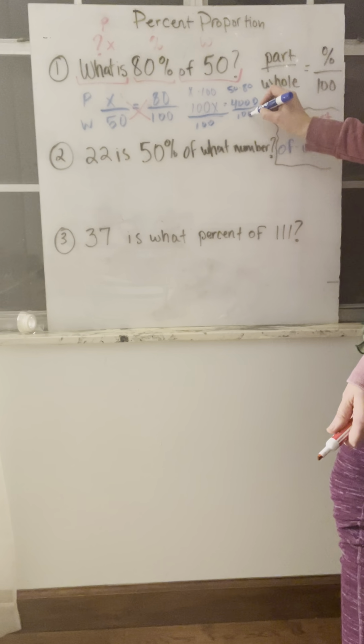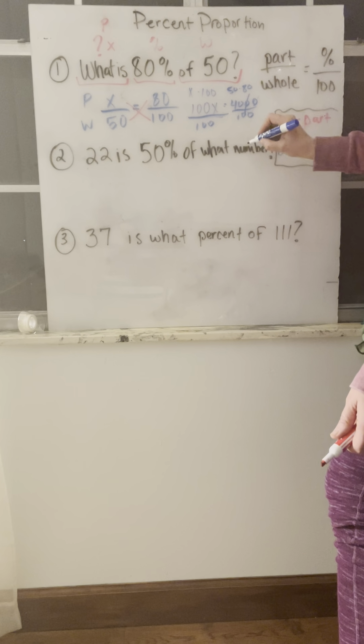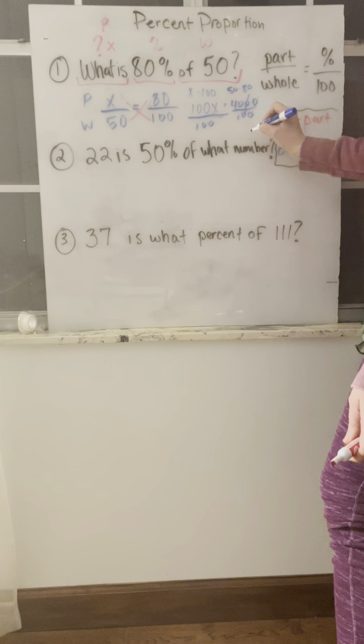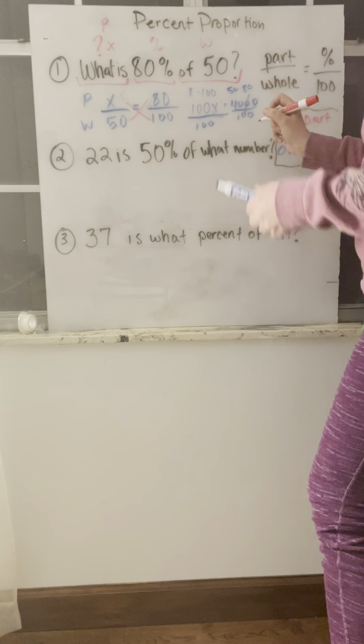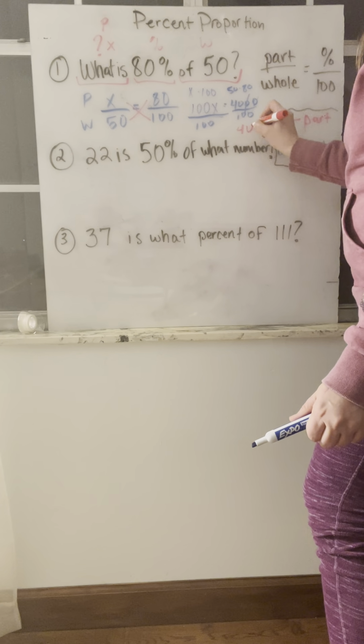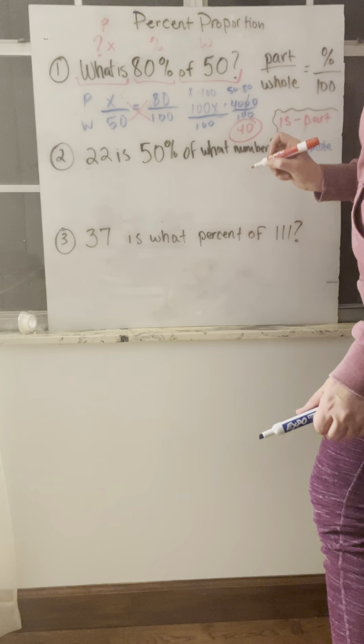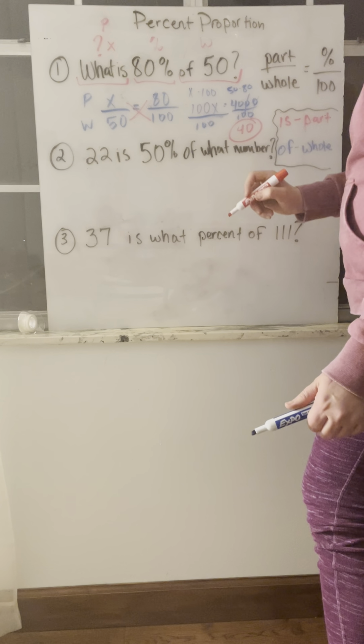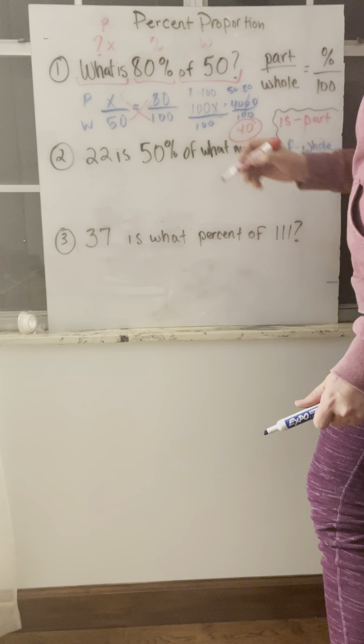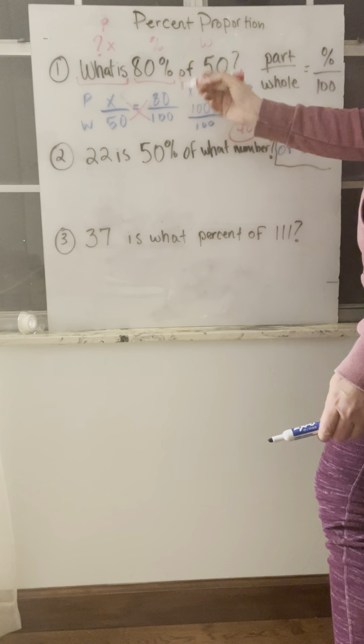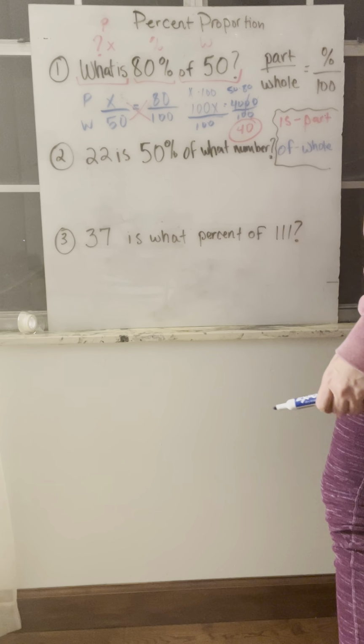Dividing by 100 is pretty easy. We can just cancel out a couple of zeros here, and we're left with 40 over 1, so x is 40. Our part is 40. So 40 over 50 is equivalent to 80 over 100. 80 over 100 simplifies to 40 over 50. All you have to do is divide by 2.